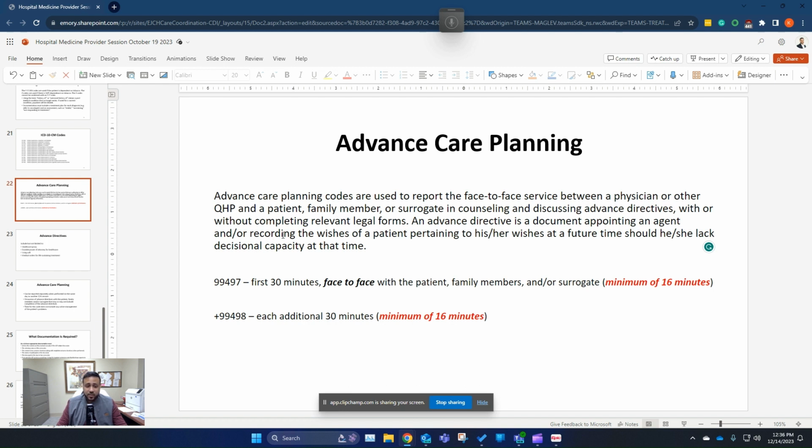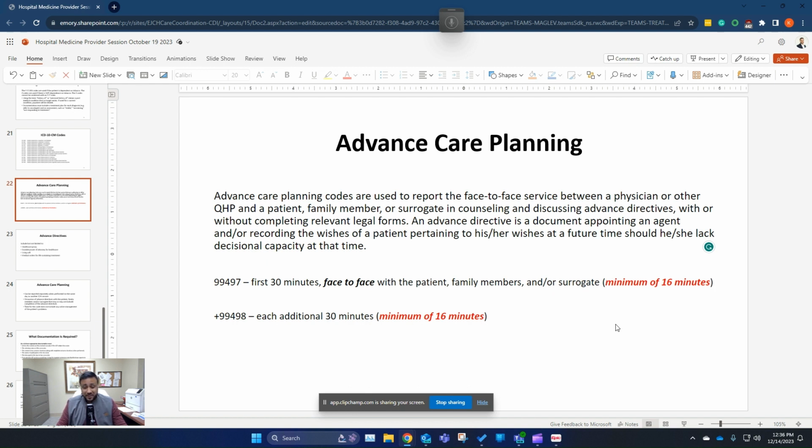And again, this can be just recording the wishes of the patient, having to change orders in regard to full code to DNR, DNI, and what the future looks like. So the 99497 is the first 30 minutes of face-to-face communication with the patient, family members, and/or surrogate or caregivers with a minimum of 16 minutes.